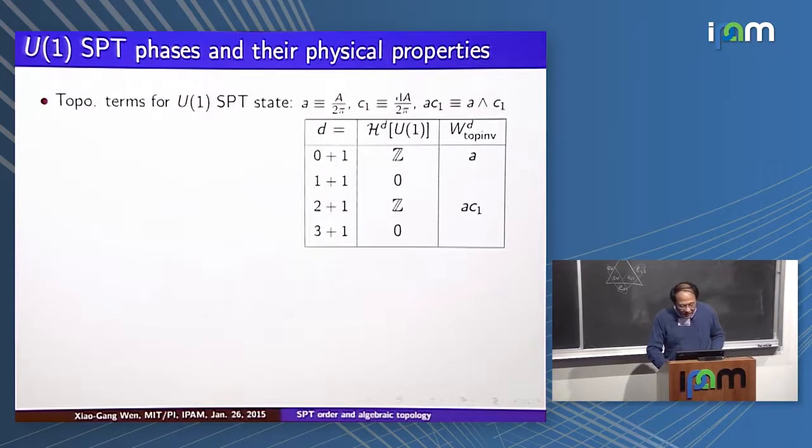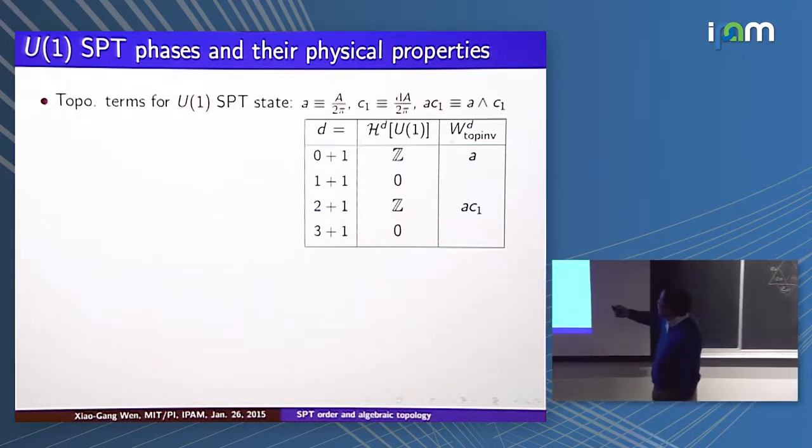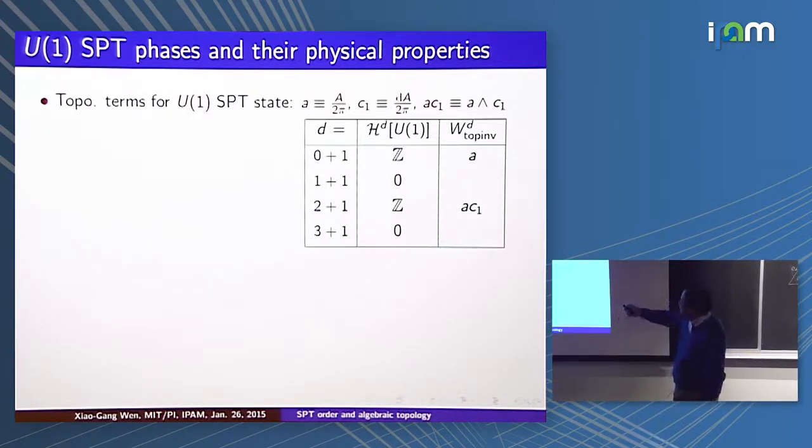Certainly, since I don't have much time, for the U(1) SPT states, for example, the topological invariant will basically be Chern-Simons theory. The different U(1) SPT states can be described by different topological invariants, which are Chern-Simons terms. In 0 plus 1 dimensions, it's just a single A. In 2 plus 1 dimensions, it's A times the Chern class. This is a Chern-Simons term.